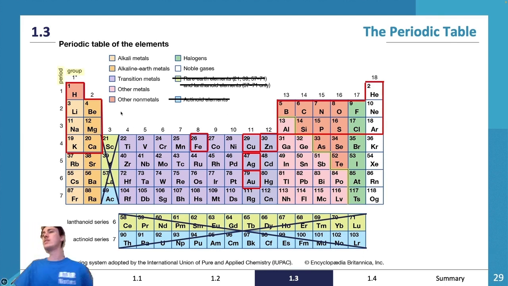So as you can see here, these are the atoms you need to know. Now, all these atoms fall into different sections.